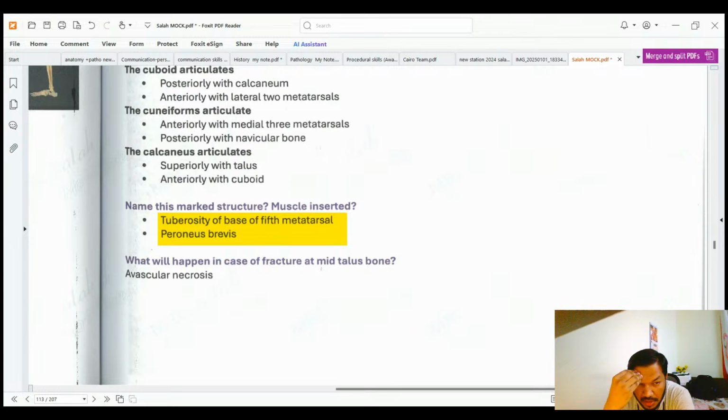What will happen in case of fracture of the mid-talus bone? The talus will undergo avascular necrosis. Okay.